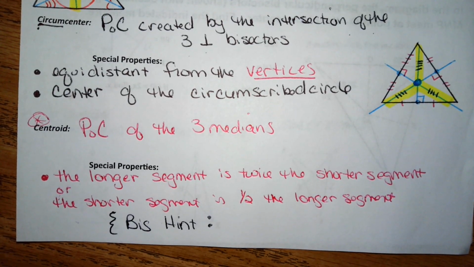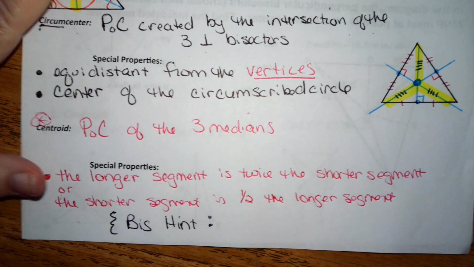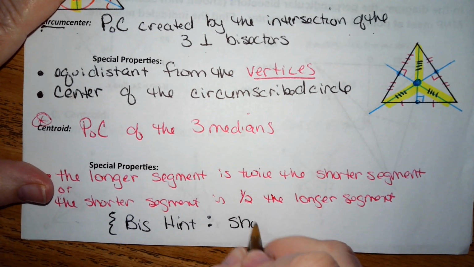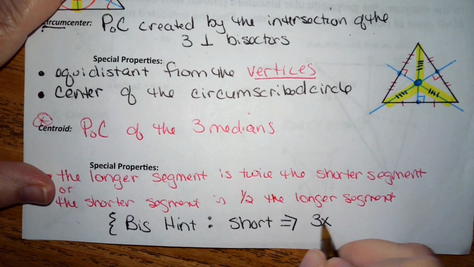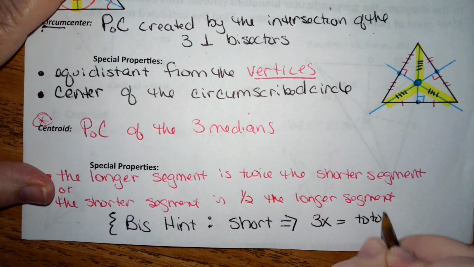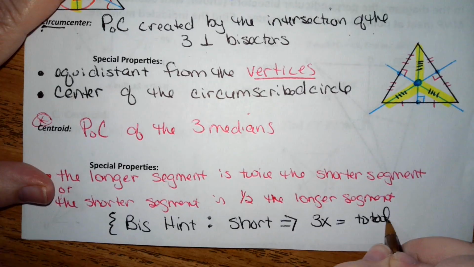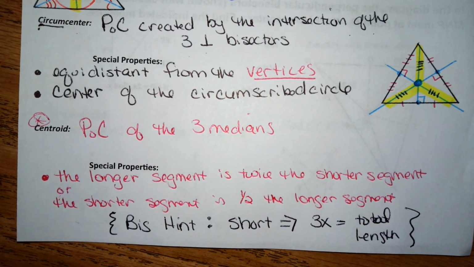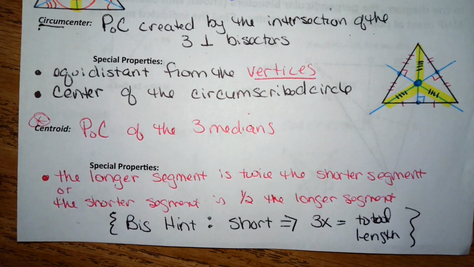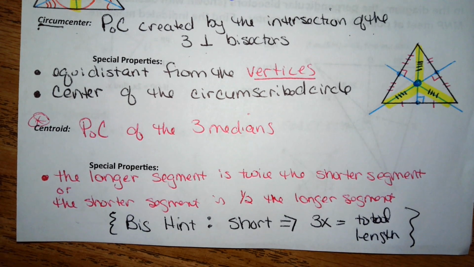And I'm going to give you a big hint that's going to help you out in solving the problems that we're going to solve. And I'll explain what that says in just a minute. The big hint, the short leads you to find the short. You're going to say 3x is equal to the total length. So it depends on what information you're given on how you roll with this.